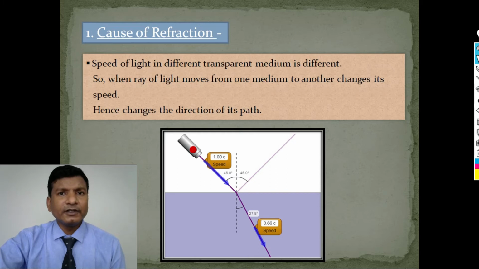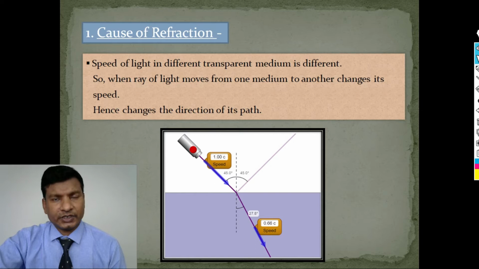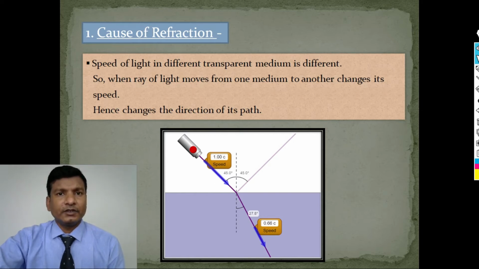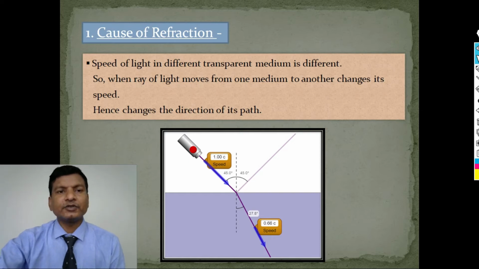So therefore, what should be your answer for this question? This is a very important question which comes in the ICSE examination. Your answer should be: the speed of light in different transparent media is different. So when a ray of light moves from one transparent medium to another, it changes its speed, hence changes the direction of its path. So due to that reason, refraction occurs.